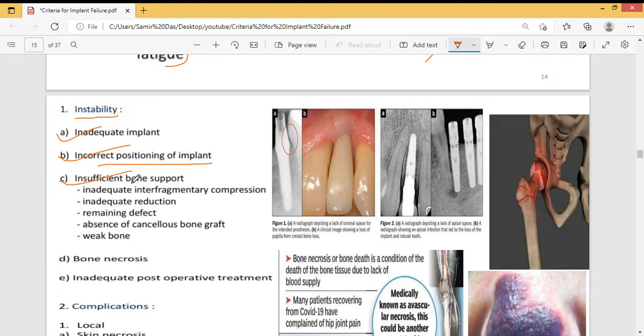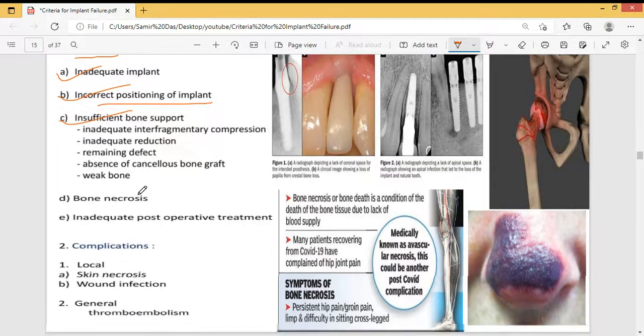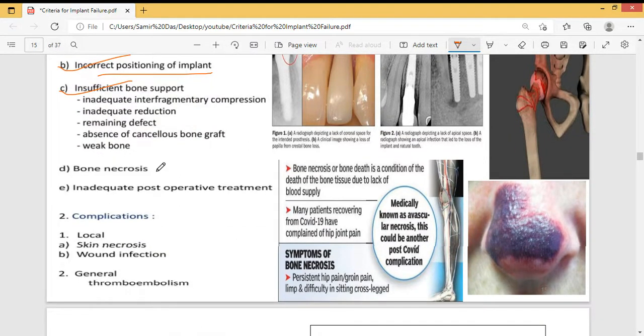And what happens with insufficient bone support? Inadequate reduction will take place, defects will come into the picture, and absence of cancellous bone graft weakens the bone. Next comes bone necrosis, which ultimately can lead to bone cancer. Next, complications basically come under local, where there are two complications like skin and wound infection, and the other is general, basically thromboembolism, something like blood clotting as well.